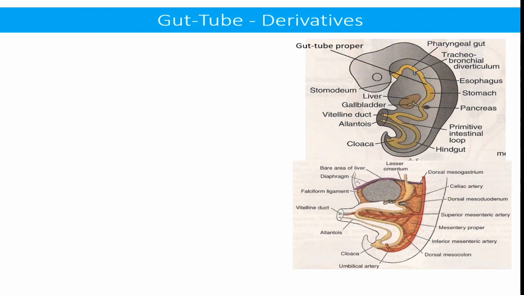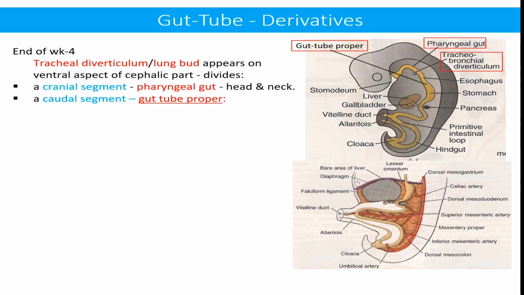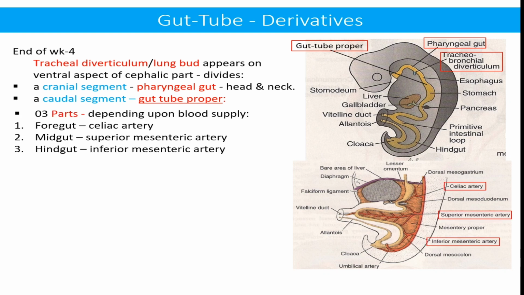Now we come on to the derivatives of the gut tube. Towards the end of the 4th week, a tracheal diverticulum, which is also named as lung bud, appears on the ventral aspect of the cephalic part of the gut tube and divides this tube into a cranial segment, which is also named as pharyngeal gut, and ultimately develops into various parts of the head and neck, and a caudal segment, which is the gut tube proper. This gut tube proper, depending upon its blood supply, is divided into three parts: foregut by celiac artery, midgut by superior mesenteric artery, and hindgut by inferior mesenteric artery.